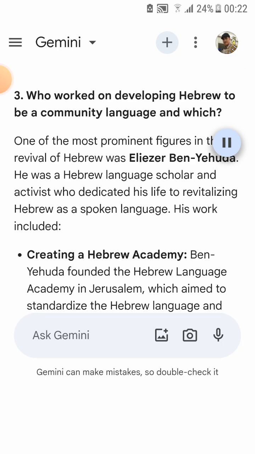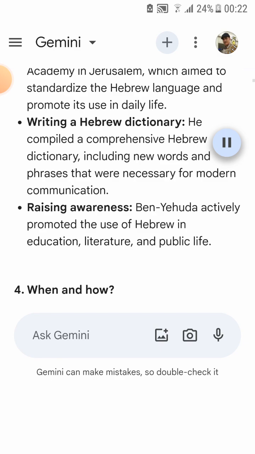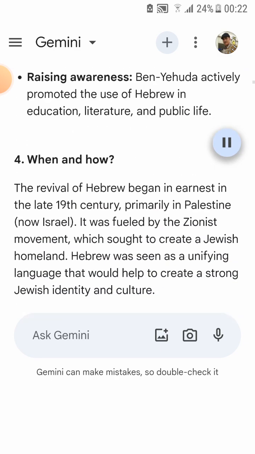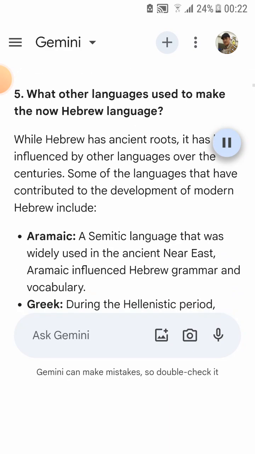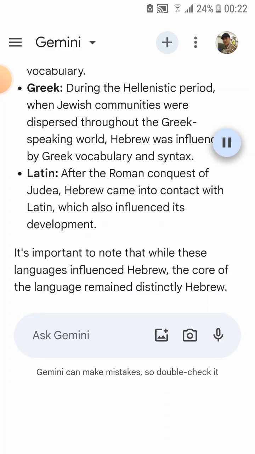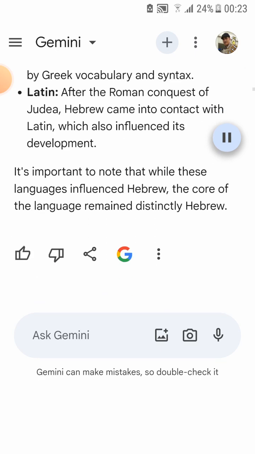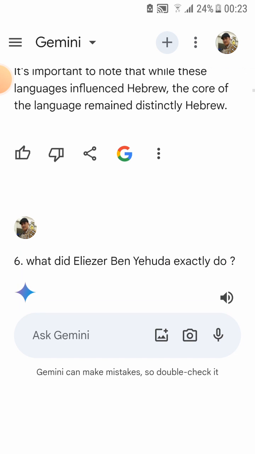Greek. During the Hellenistic period, when Jewish communities were dispersed throughout the Greek-speaking world, Hebrew was influenced by Greek vocabulary and syntax. Latin. After the Roman conquest of Judea, Hebrew came into contact with Latin, which also influenced its development. It's important to note that while these languages influenced Hebrew, the core of the language remained distinctly Hebrew.